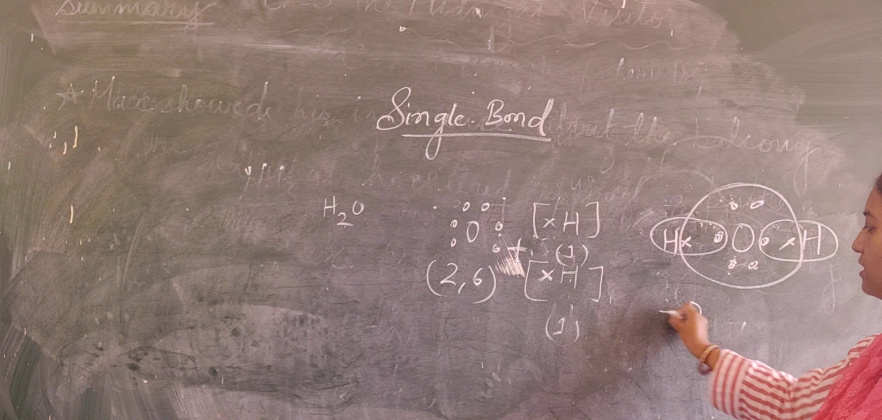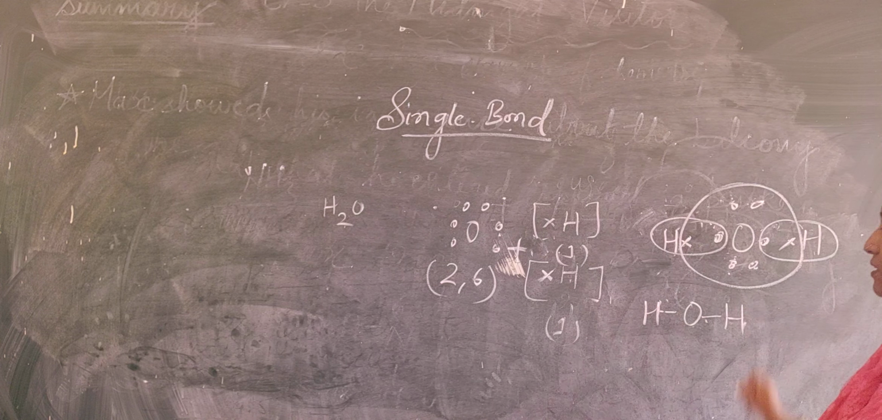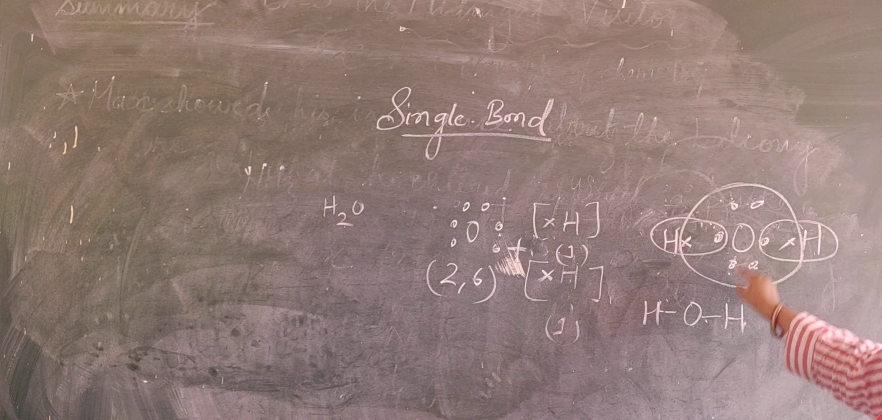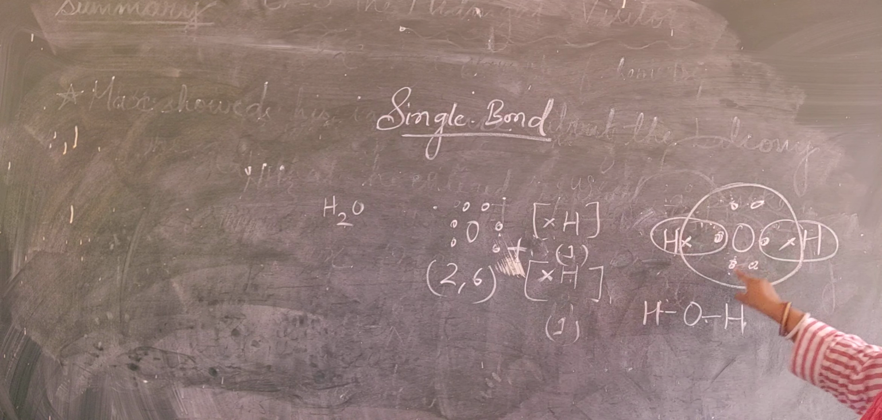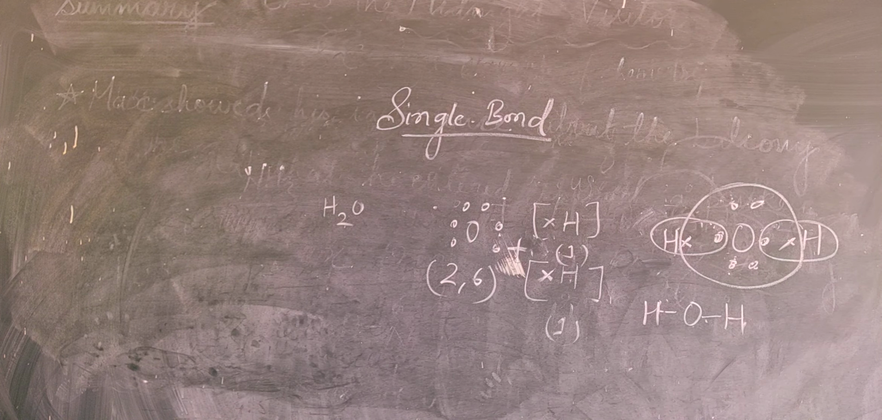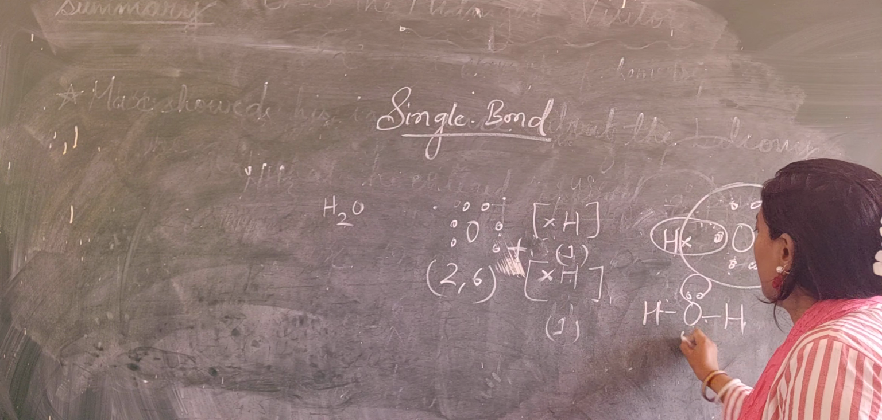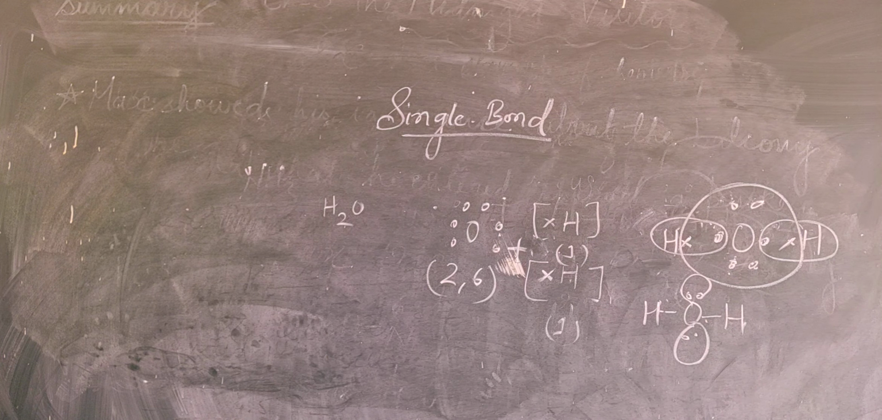How will be the structure? This will be the structure. Understood? But these two electrons, this means 1, 2, 3, 4, has not participated in the bond formation. Understood? So you can denote it like this. इसको बोलते हैं what? Lone pairs of electrons which are not participating in bond formation. Understood?